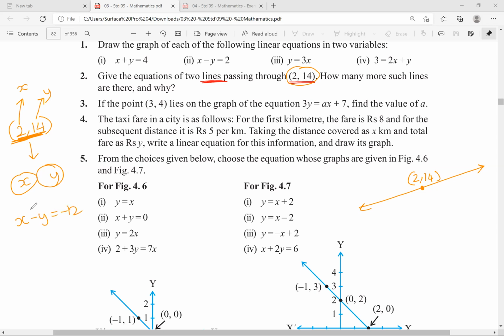So we have gotten an answer from Hamna. She has given us one line that passes through 2 comma 14. And if you want to verify this, we can do something.